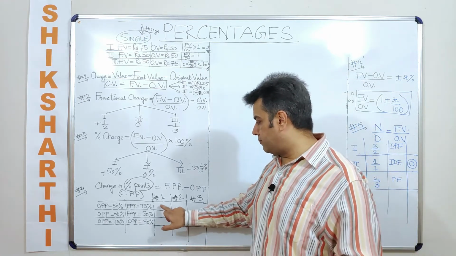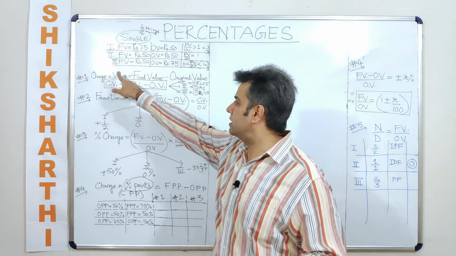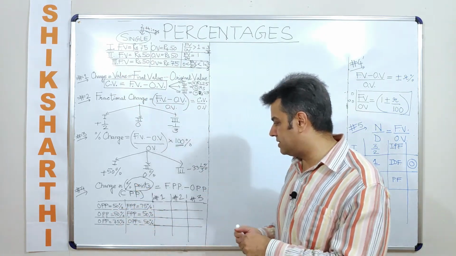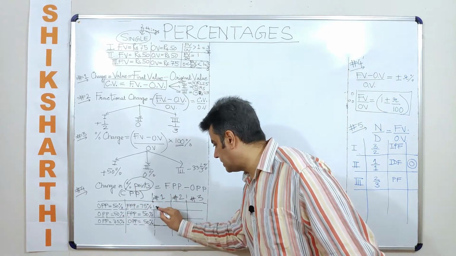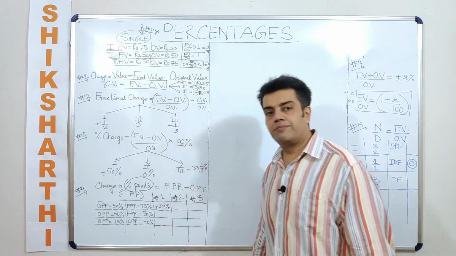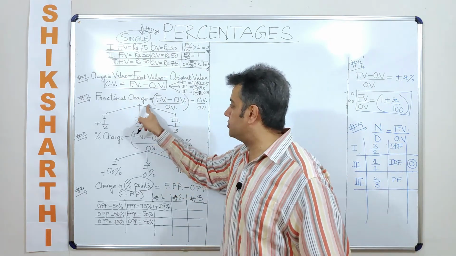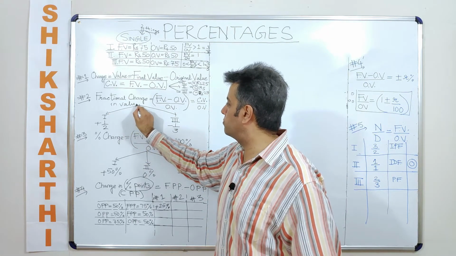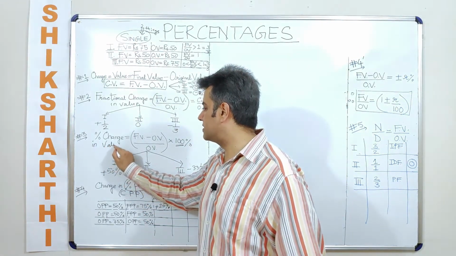For example, if I have to fill this box, what am I supposed to do? Discussion 1 means change in value. What is the change in value? Here change in value is nothing but change in percentage points. So we'll do FPP minus OPP, which I'll put as plus 25%. Similarly, I'll fill this up. Now this means fractional change, and to be more precise, fractional change in value. This is percentage change in value, to be more precise.